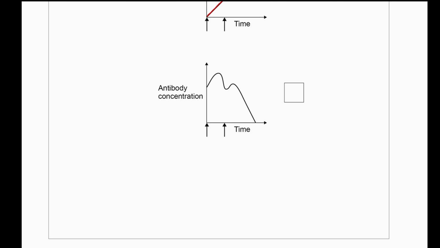Next, antibody concentration in the beginning of vaccination is very high, which is nearly impossible, because the person was not infected with that particular virus before. So how would the person have antibody for that particular virus? That's why this is wrong.